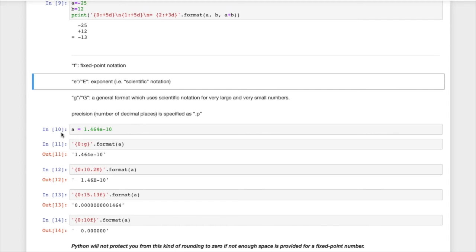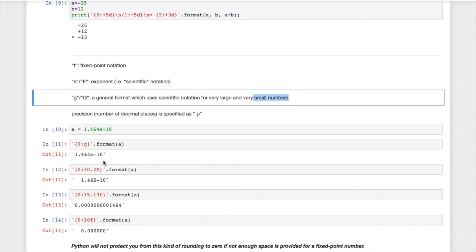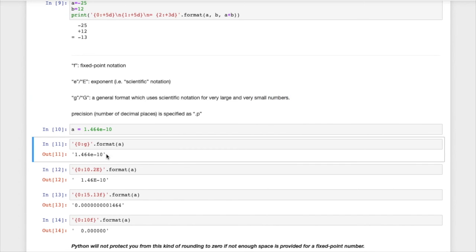For example, when we put a for a very small number and then we use g, we get something like this. Now this notation helps us to get a scientific notation for very large and small numbers, and in this case a is a very small number and hence we get a scientific notation for it.